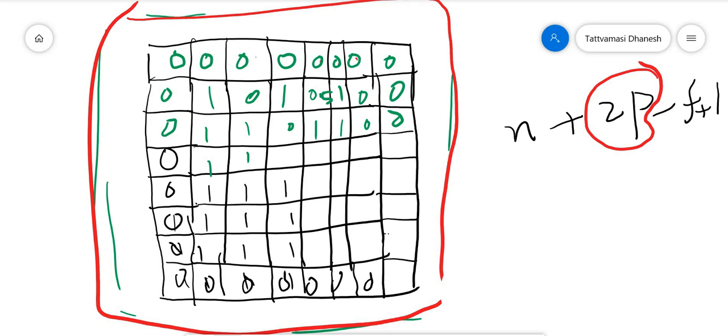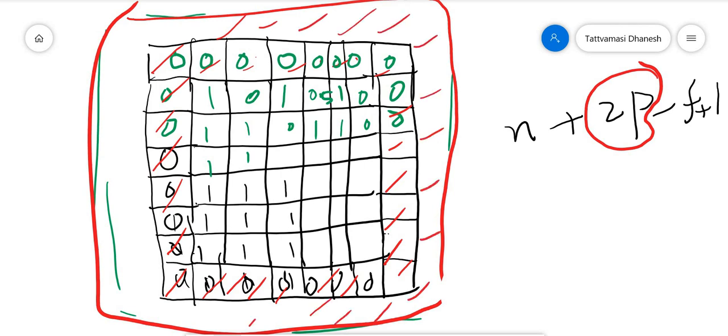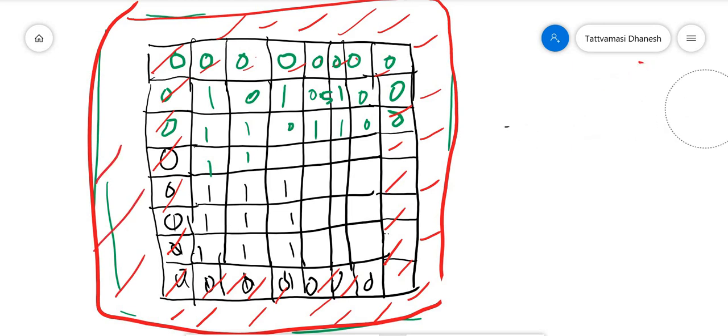Padding 1 means you are introducing a layer surrounding everything. When you cover the image like this, the padding is 1. When you cover once more around this image, then the padding is 2. So the equation is modified: the new equation is n plus 2p minus f plus 1.